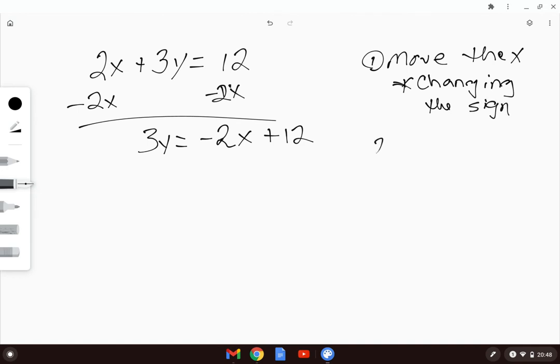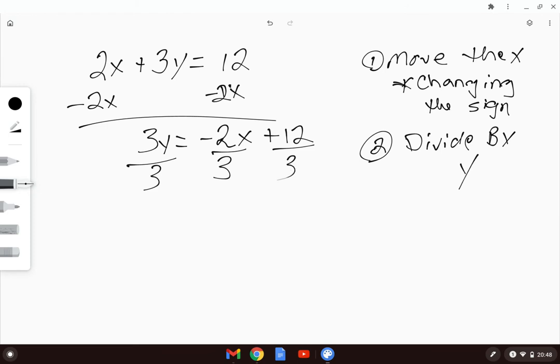And then my next step is to simply divide by y. So my y value is 3. So I divide both of these by 3. So that gives me y equals a negative 2/3 x. And then 12 divided by 3 is 4. So 2x plus 3y equals 12, written in slope-intercept form, is y equals a negative 2/3 x plus 4.